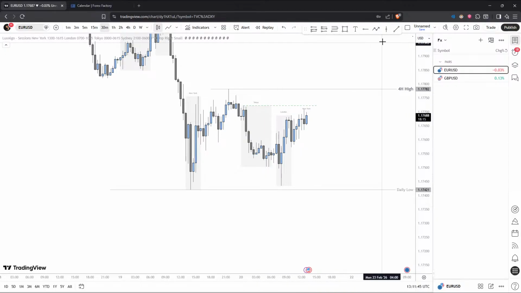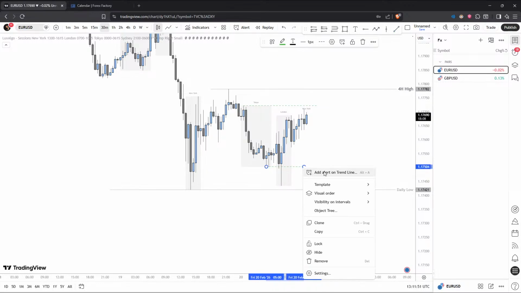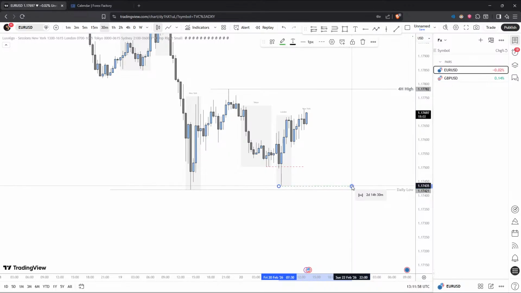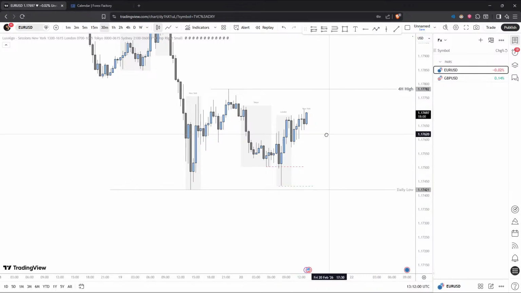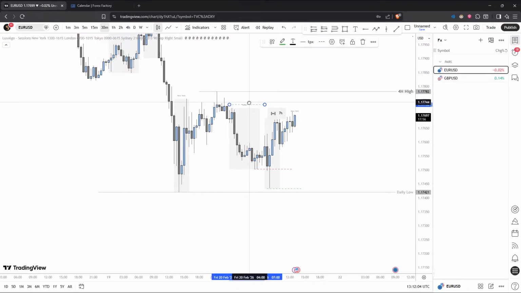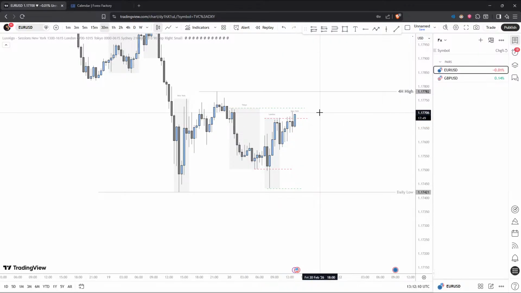So we have liquidity sitting at Tokyo session. We have Tokyo lows over here that have been swept. London lows, which have not been swept, which actually almost line up with the daily low. And then we have London highs, which are just about being swept by New York.